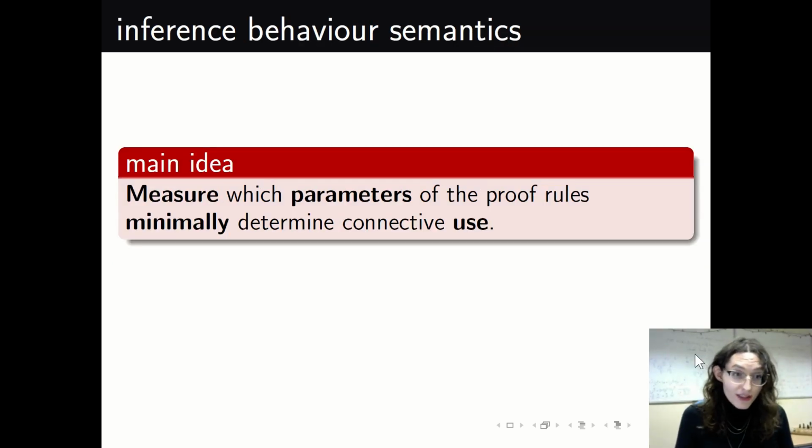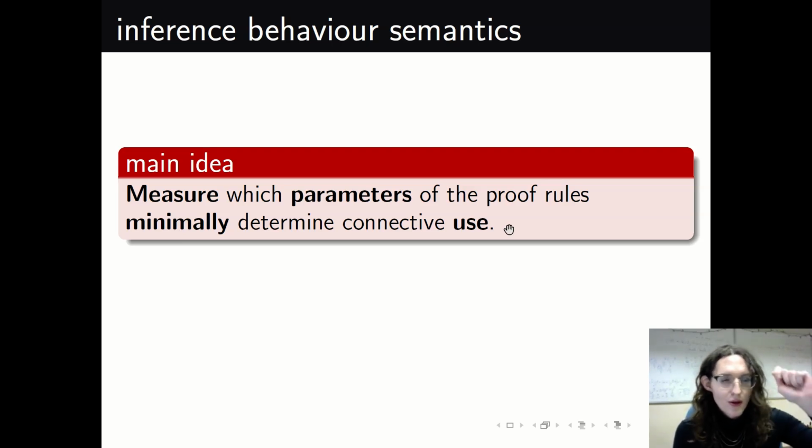Now I believe we can turn this apparent bug into a feature of a proof-theoretic semantics. That's the core of the approach, which I call inference behavior semantics, and which I want to introduce you to in this talk. The main idea is to measure which parameters of the proof rules determine the way we use connectives. So instead of trying to find a top-down stipulated definition that tells us, oh, this is doing the action, we're just doing a bottom-up approach. So we're looking at what actually affects use, and then from that we get to the proof-theoretic semantic clauses, namely the rules that are defined only by those parameters that determine connective use.